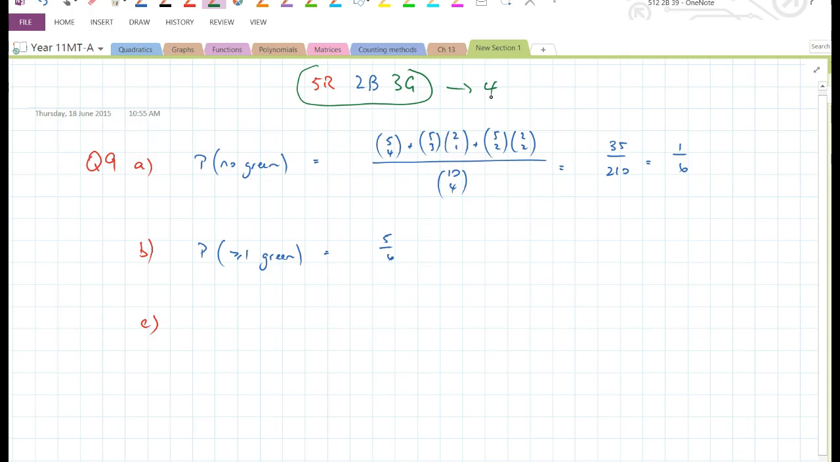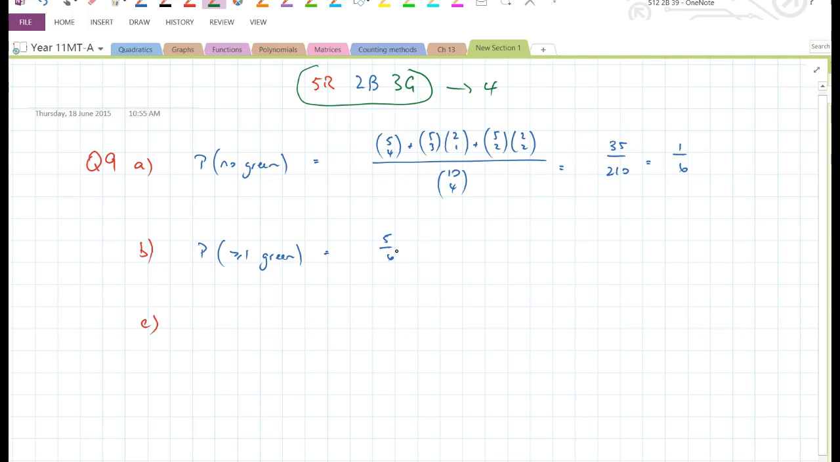Okay, so the probability of no green. Well, the outcomes there are going to be all red, so 4 red, 3 red and 1 blue, so 3 from 5 and 1 from 2, and 2 red and 2 blue, so 2 from 5 and 2 from 2. If we work that out, we get 1/6. So the probability of no green is 1/6. Therefore, the probability of at least 1 green will be 5/6, the complementary event.